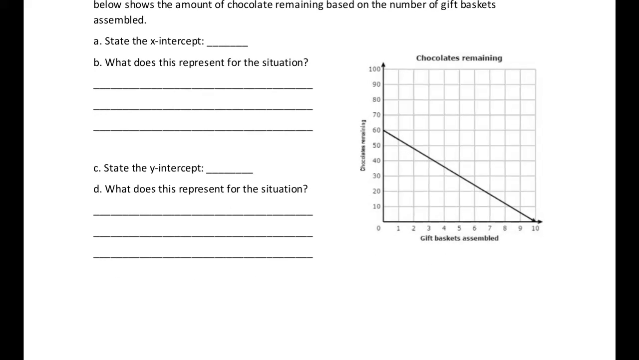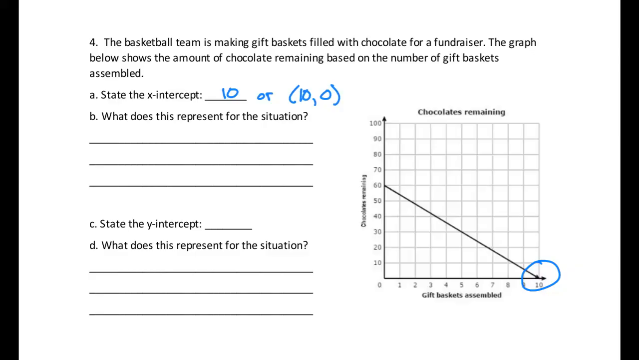So letter A says state the x-intercept. As you look at this graph, what is the x-intercept? I think somebody said it. 10. Yes, it's right here where the graph crosses the x-axis. So that's 10. And to really get a good representation of what that means, write it as an ordered pair and write down the labels for both your x and y coordinates.